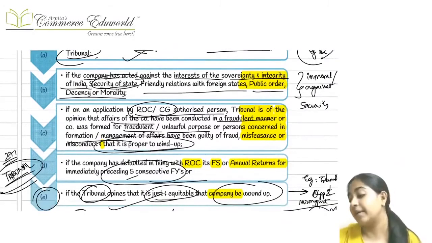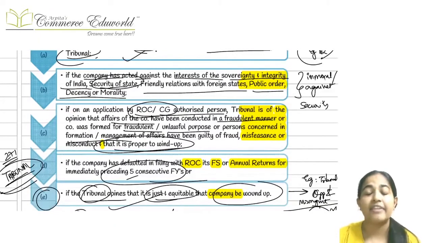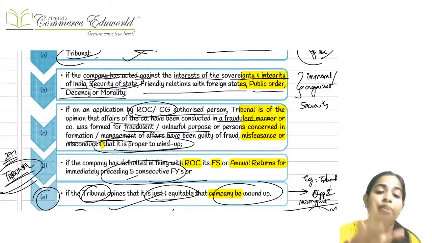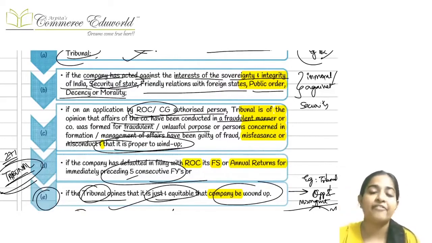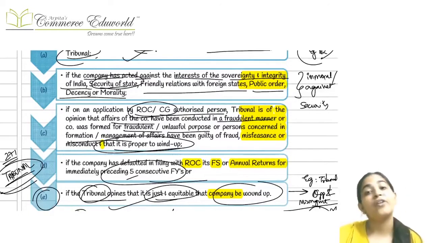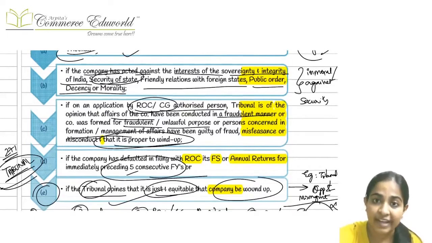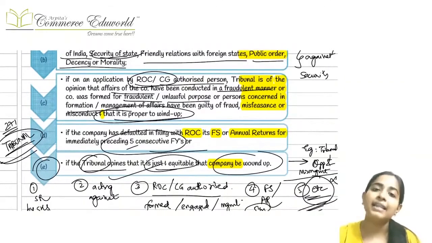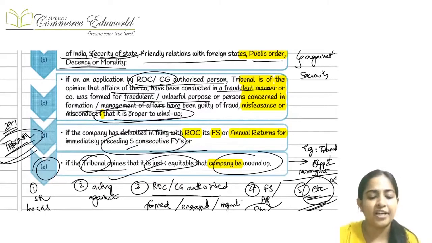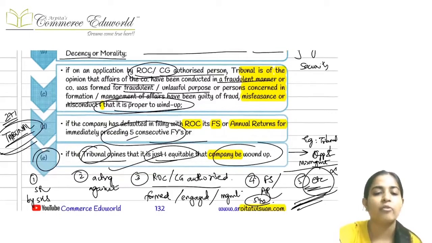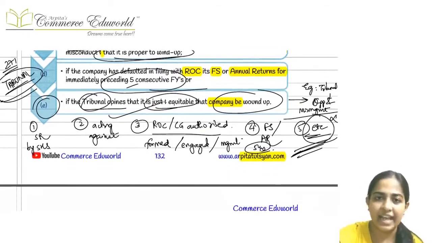If the company has not filed its financial statements and annual returns for the last 5 consecutive years, then generally the ROC will come to know about this. So the ROC can file a petition with the tribunal for winding up of this particular company. And the last point is a residuary point, which says that if the tribunal thinks that it is just and fair that the company should be wound up, then the company can be wound up.